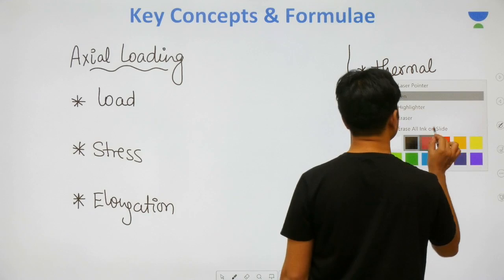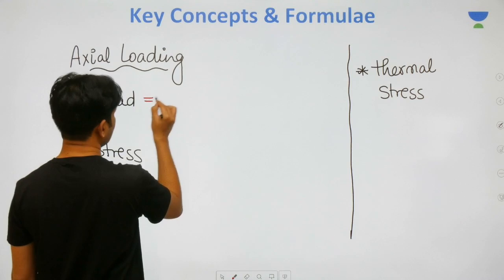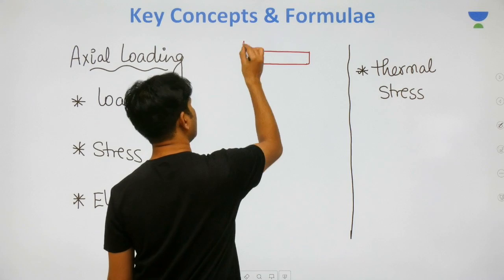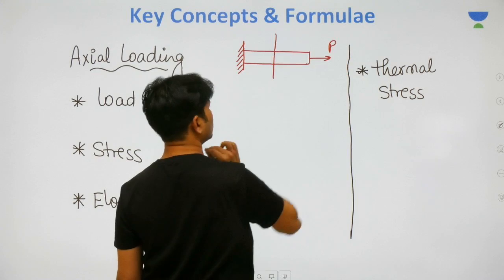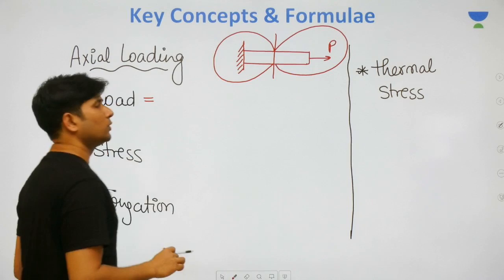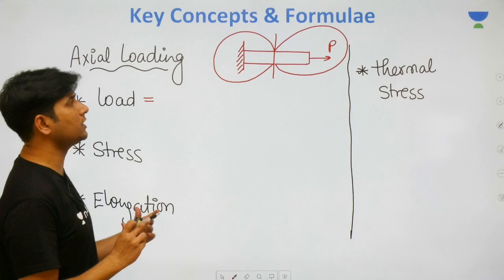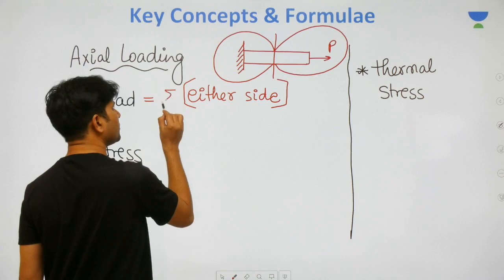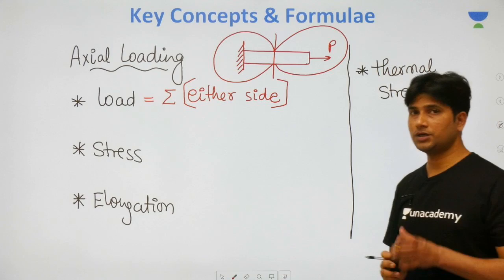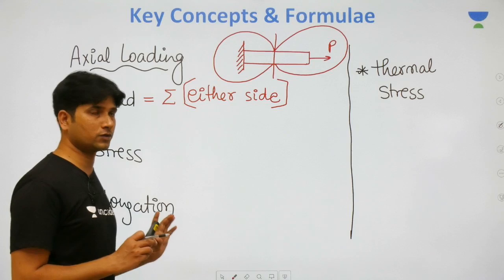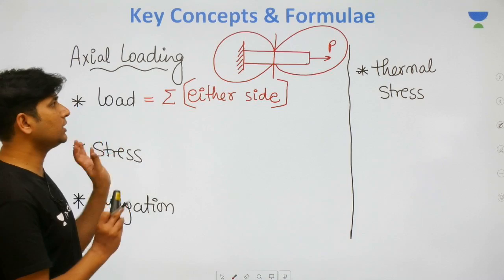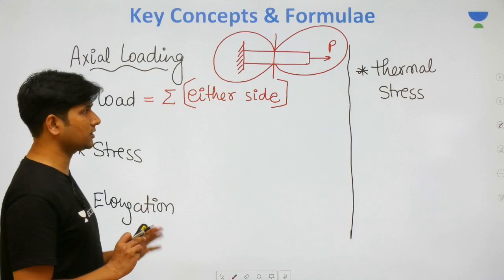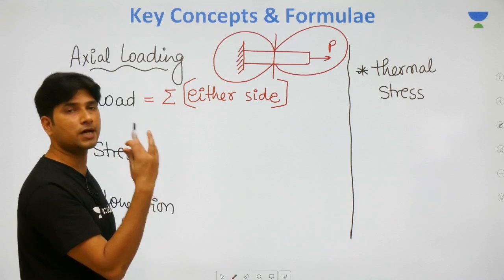How do you calculate the load? To calculate the load in case of axially loaded members, wherever you have to calculate the load, you just need to look at either side of that section and sum up everything from that side. But while summing up, make sure that you are treating tensile as positive and compressive as negative load. You'll have to take the load according to their algebraic signs. Looking at either side is a powerful concept. It's always going to work no matter how complicated the problem is.